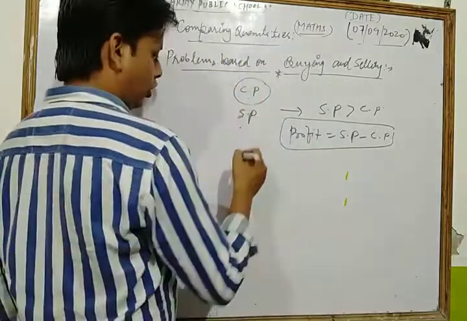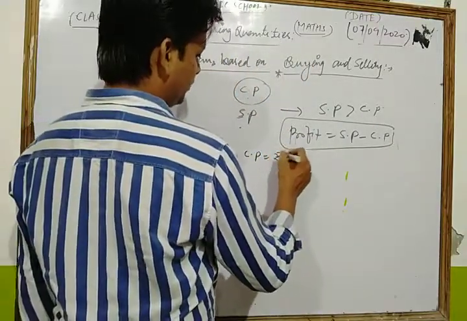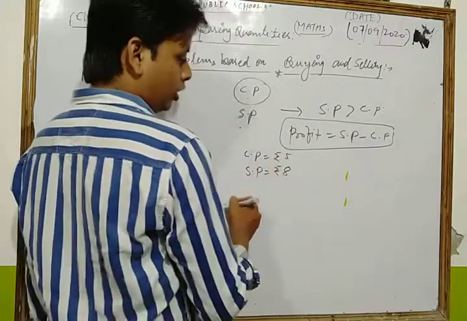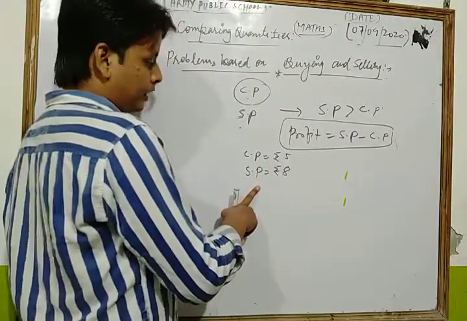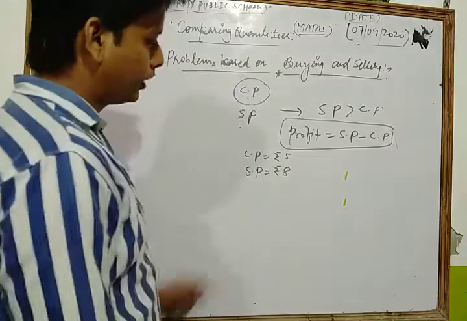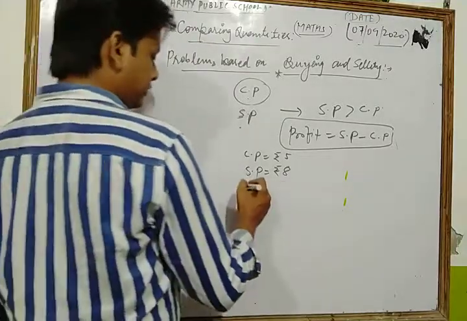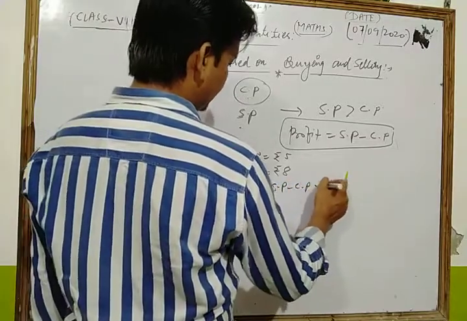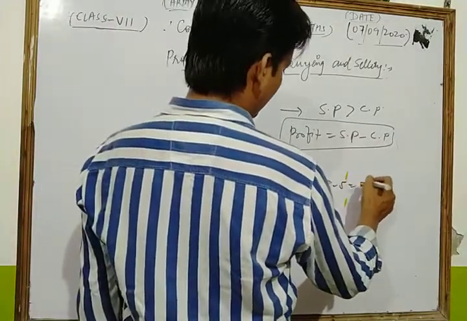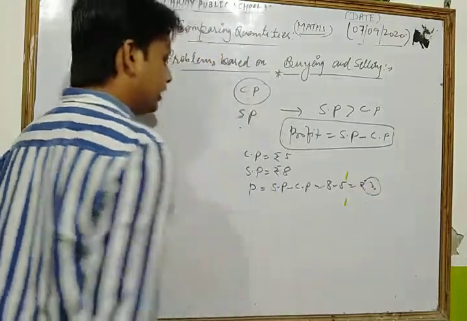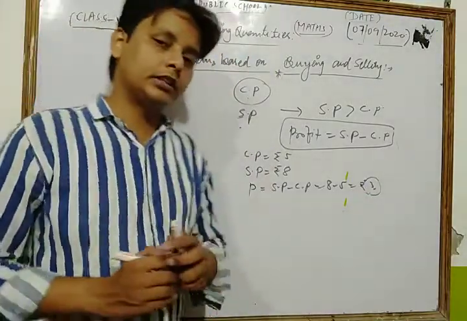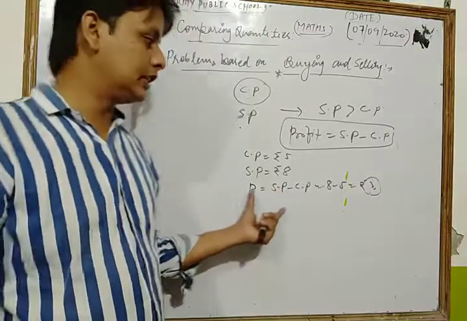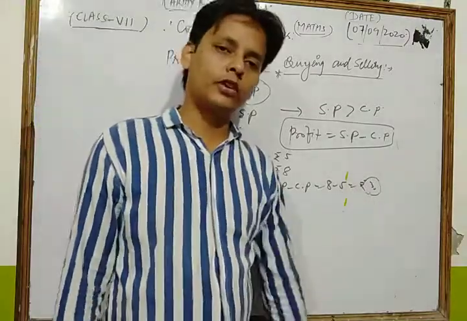Suppose the cost price of an object is ₹5 and the selling price of that object is ₹8. Now in that condition, what is the profit of the person? Your profit is selling price minus cost price, that is 8 minus 5, that is ₹3. So in this way, dear student, the general concept of profit is selling price minus cost price. In this way we get the profit.